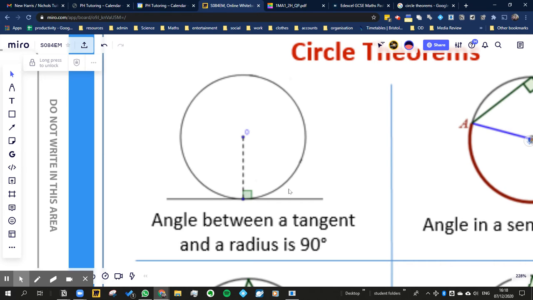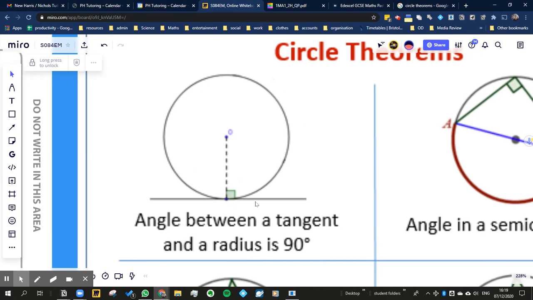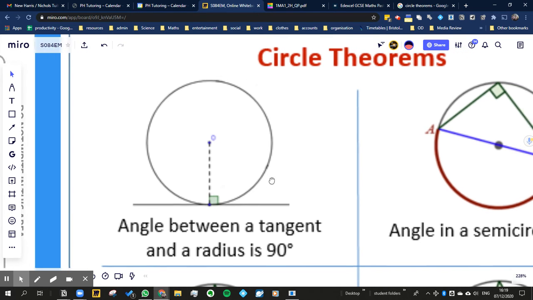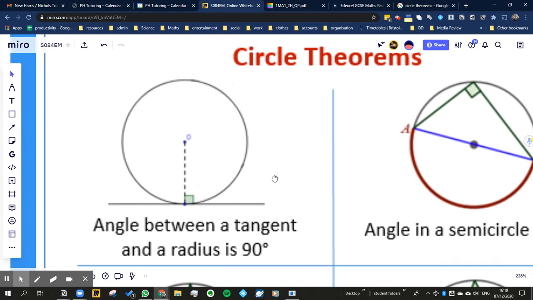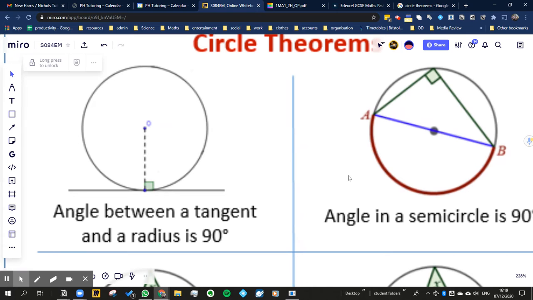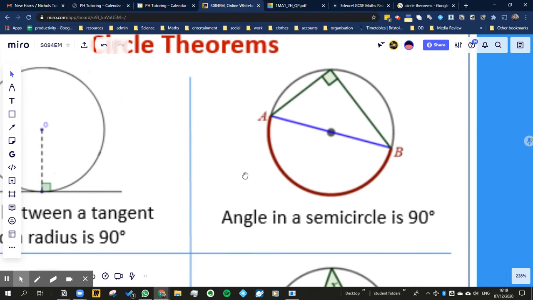A way to understand what a tangent is: if you imagine this circle was a wheel and you placed it on a flat surface, then the tangent would be the actual flat surface. What this topic, the circle theorems, is all about is applying these rules to identify missing angles and missing lengths. Really, mainly just missing angles.